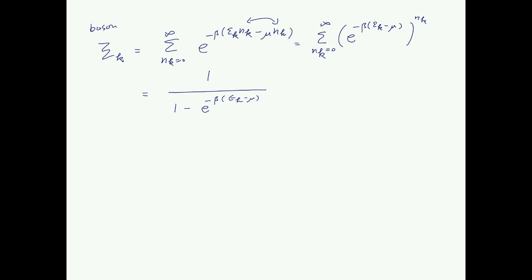And my grand partition function for non-interacting bosons is the product over all different eigenmodes, and for each eigenmode it is 1 over 1 minus exponential of −β(ε_k − μ).